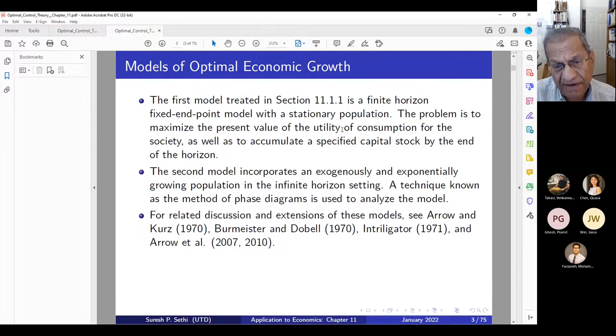But in 11.1, we have two models. One is a finite horizon fixed endpoint problem. The other one is an infinite horizon problem with some population growth. There is a huge amount of literature on optimal economic growth theory. The models that I'm presenting are some of the simplest dynamic models that are available in the literature.